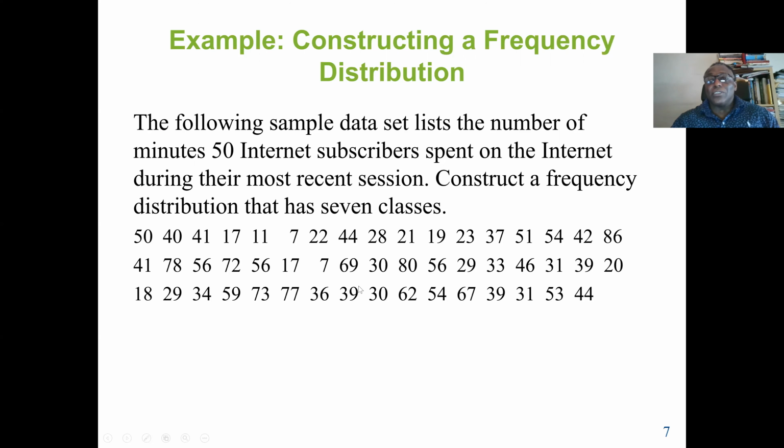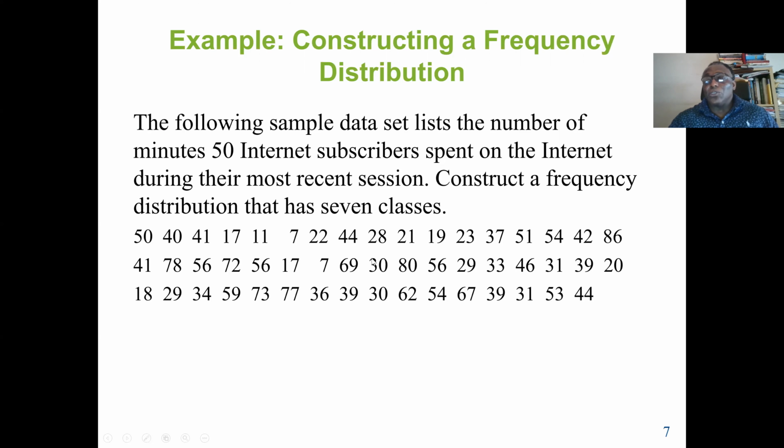As we said, the first thing we have to know is the number of classes. In this question, luckily they gave us the number of classes. They say 7: construct a frequency distribution that has 7 classes. If 7 classes were not given, I may choose somewhere between 5 and 8. That should be okay because we have only 50 internet subscribers. So if it's 7, then we know our first step already.